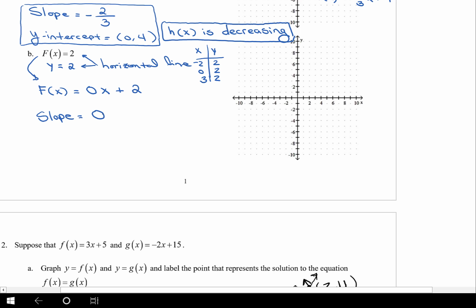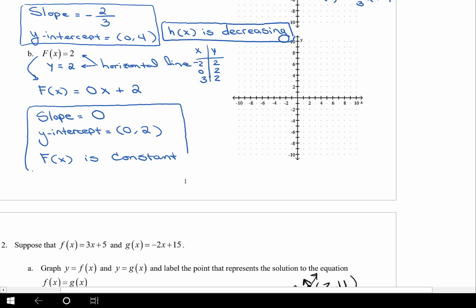In this case, we can see here that the slope is equal to 0, and our y-intercept is going to be (0, 2). Let's go ahead and plot that point (0, 2) first. And actually, let me write down first that f of x is going to be a constant function. So I can just get that out of the way, and I could just box all of this in. And then we could focus just on our graph.